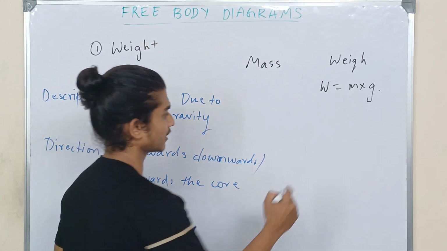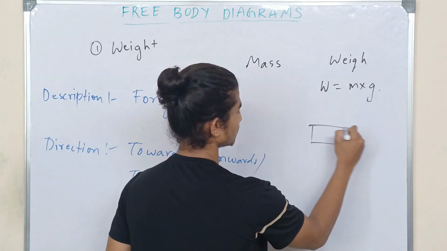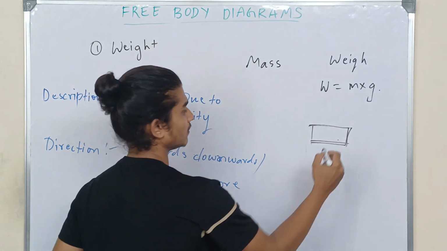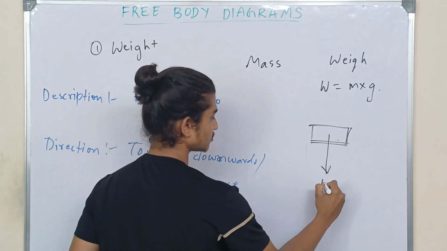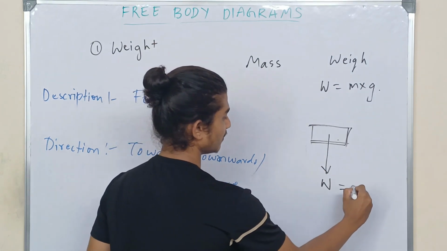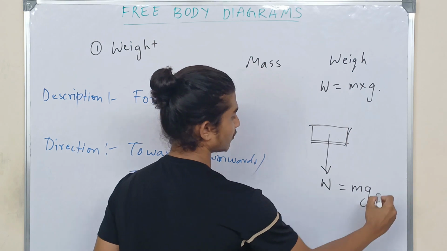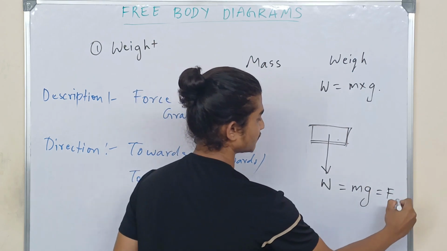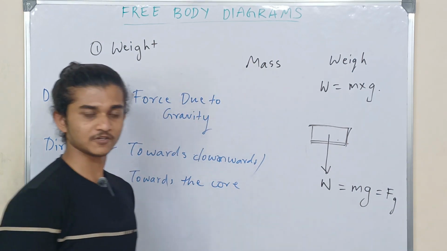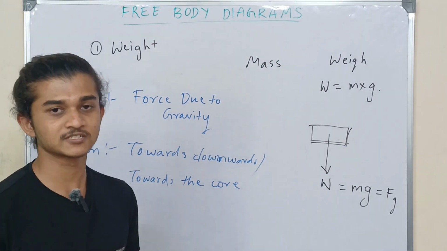So diagrammatically, suppose you have a block, and the weight on this will be perpendicularly downwards, and this weight is equal to mass into acceleration due to gravity, or else you can simply call it Fg, which is force due to gravity. Now this is the first type of force, and the next type of force is tension.